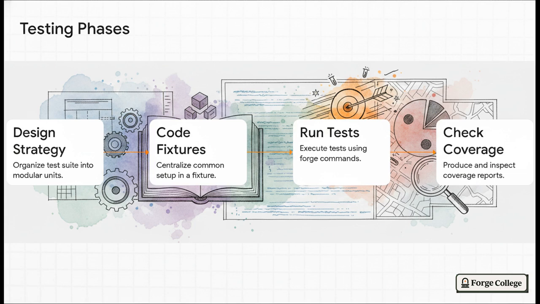It boils down to 4 distinct phases. First, we lock in our design strategy. Second, we code our fixtures. Third, we actually run the tests. And fourth, we check our coverage to see exactly where our blind spots are hiding.